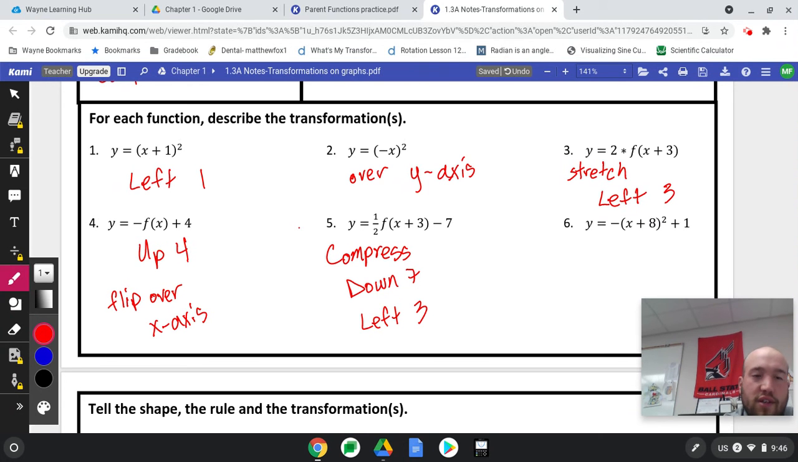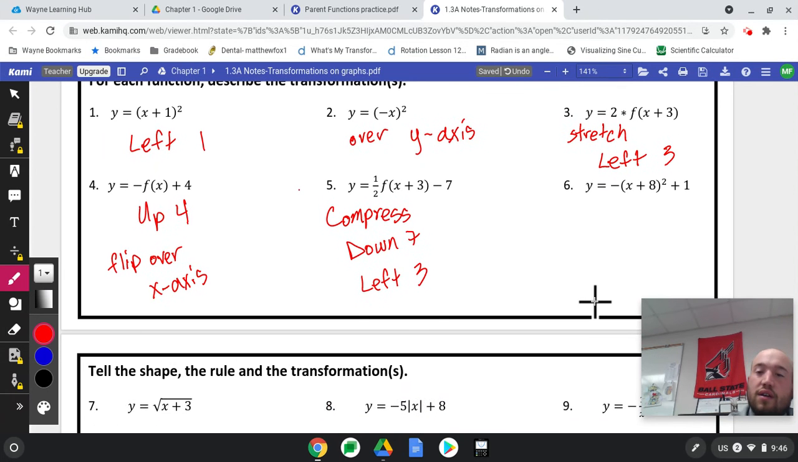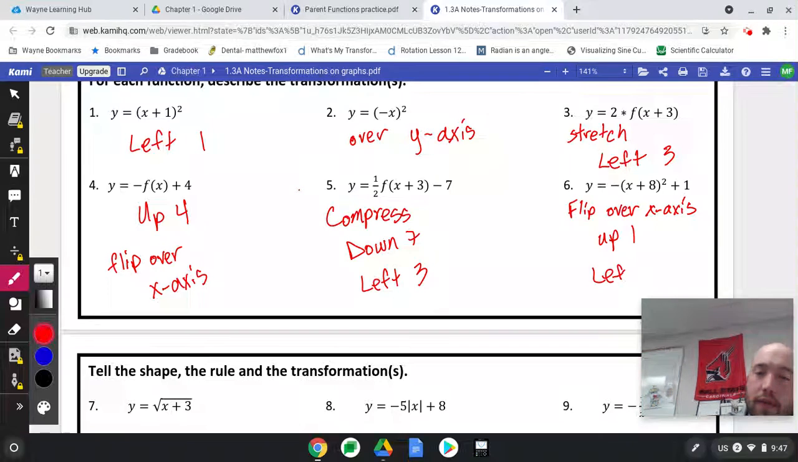Most of these we are used to started at 0, 0, so down 7, left 3, and negative 3, negative 7 is where it would start. Final one here then, it's going to flip over the x-axis. It's going to be up 1 and left 8.